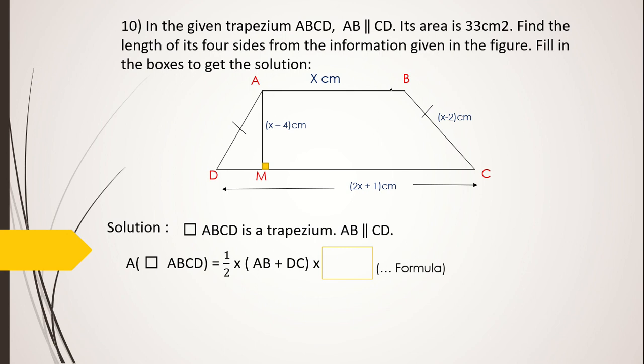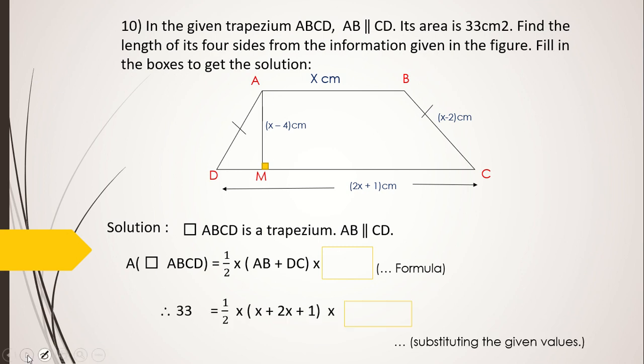Now the parallel sides are AB and DC. That's why we have written AB plus DC. But this was already given in the question also. Into height H. Now height is what? AM. Okay, so we can write AM here. Okay, now just substitute. Area is given 33. Its area is 33 centimeters square. Half into AB is given x, DC is given 2x plus 1 into AM. AM is given x minus 4. So we just substitute there x minus 4. Substituting the given values.